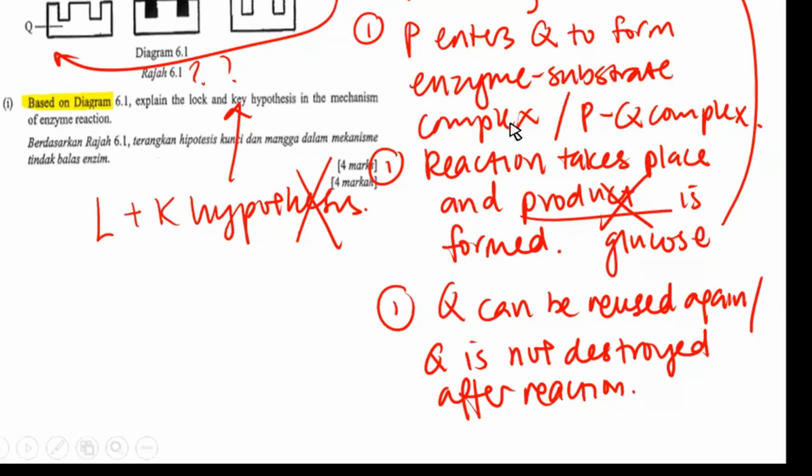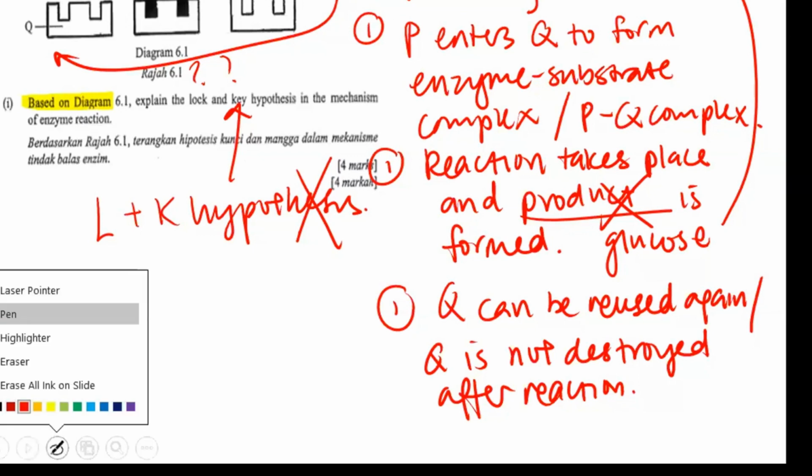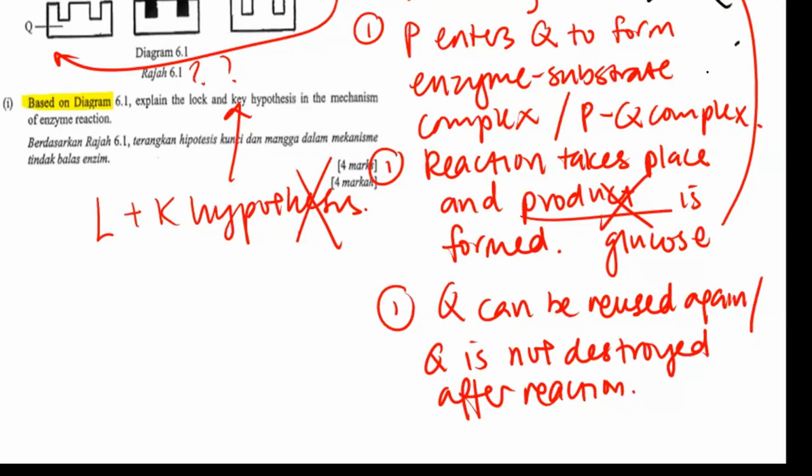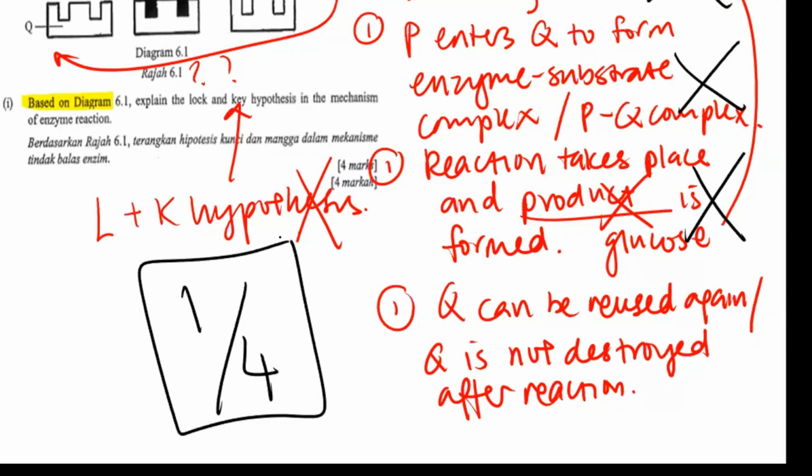So if I don't use P and Q, how? Let's say you don't use P and Q, this will be wrong. 1 out of 4. If you use enzyme and substrate, you will get 1 out of 4. Based on last year's marking, I can guarantee you get 1 out of 4.